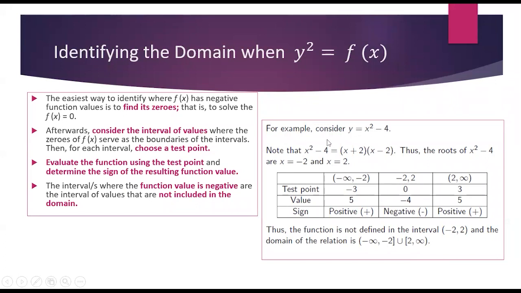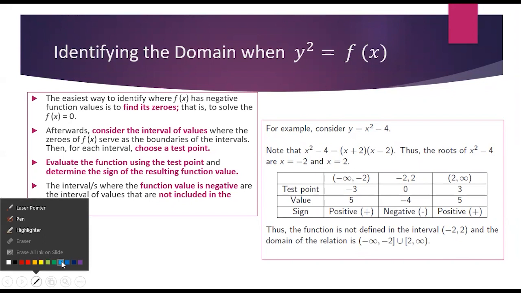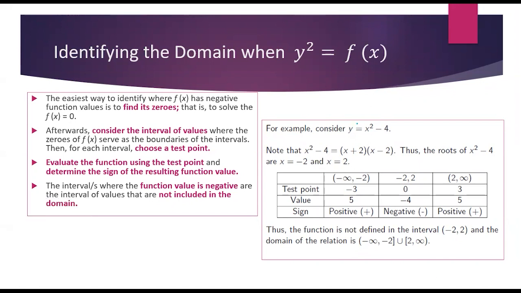So let's try to find the domain of the given function. We have here y squared is equal to x squared minus 4. As you can see, we need to avoid the right side becoming negative. This is the same as writing y is equal to plus and minus the square root of x squared minus 4, meaning that your radicand here must be positive in order to give you a real number.